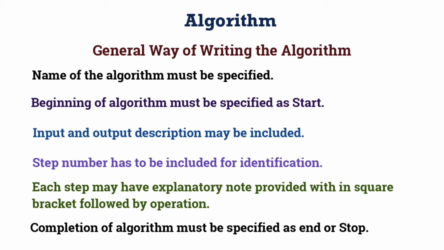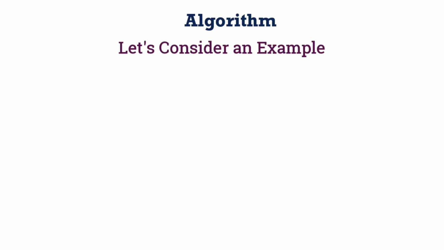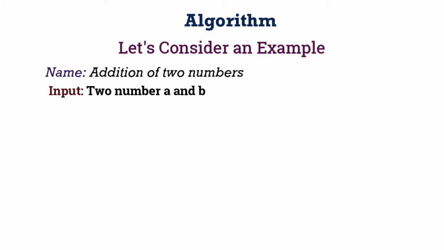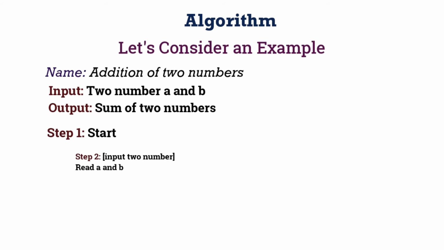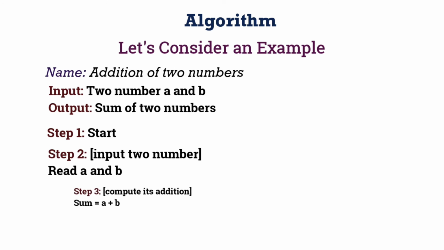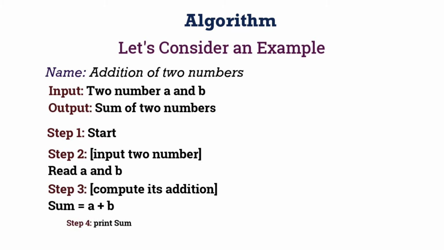Now we'll see an example to write an algorithm to add two numbers. So here the algorithm name is addition of two numbers. Inputs are two numbers A and B. Output is the sum of the two numbers. Step 1 start. Step 2 input two numbers, that is read A and B. Step 3 compute the addition, that is sum is equal to A plus B. Step 4 is print the sum. And step 5 is stop.